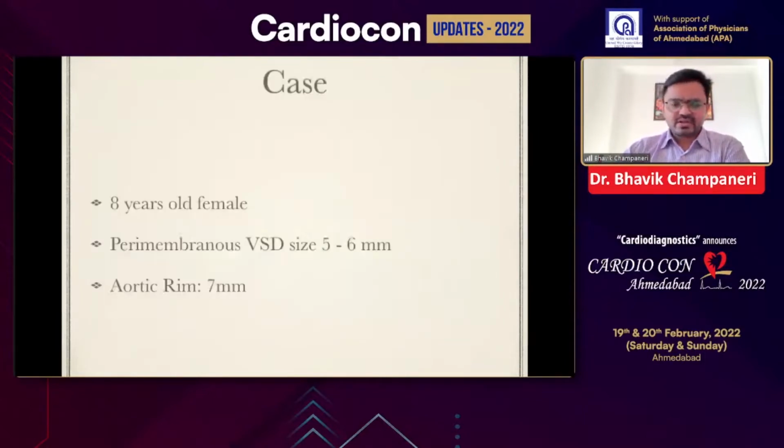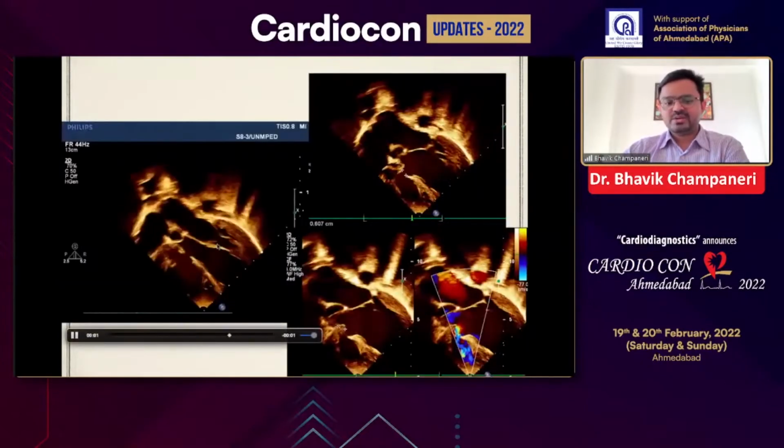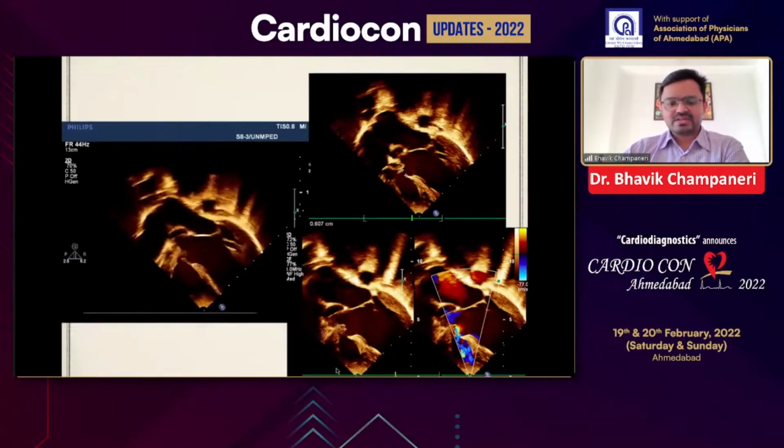I would like to show a case example similar to the case provided to me. It's an 8-year-old female with a 5 to 6 mm perimembranous VSD and an aortic rim of 7 mm. This is an echo picture. You can see the LV is dilated. This is a perimembranous VSD measuring 6 mm, and the aortic rim is around 7 mm.